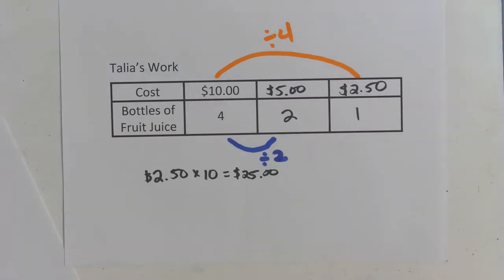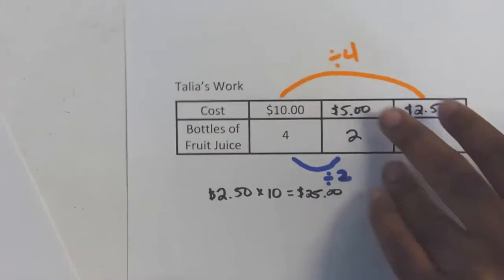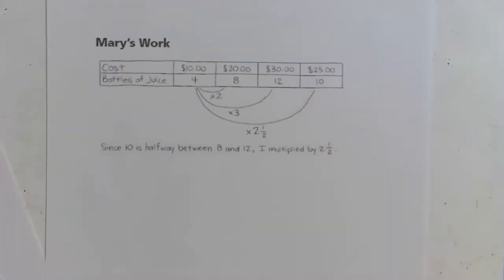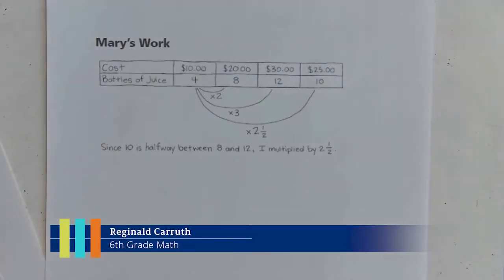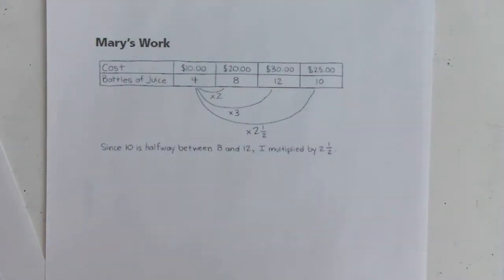Let's see what Mary did to solve this same exact problem. Here's Mary's work. I'm going to give you a second to look at it. Okay, looking at Mary's work, how did Mary go about finding the cost of 10 bottles? Correct. It looks like she multiplied. Let's look closely. Mary first multiplied both costs in bottles by 2. She saw that 8 bottles cost $20. What did she multiply by next? Correct, she multiplied by 3. And then from doing that, she saw that 12 bottles cost $30.